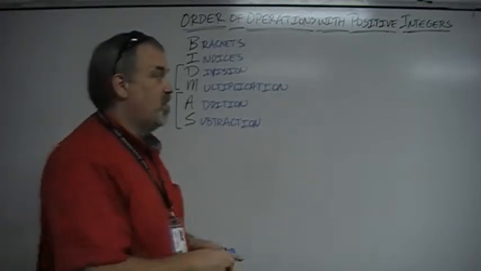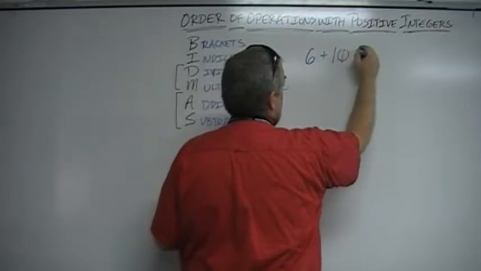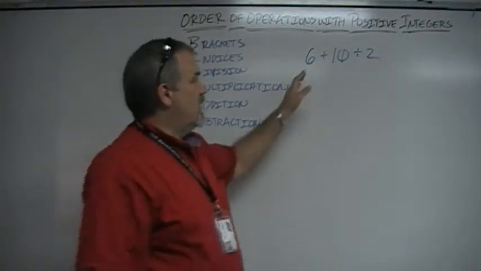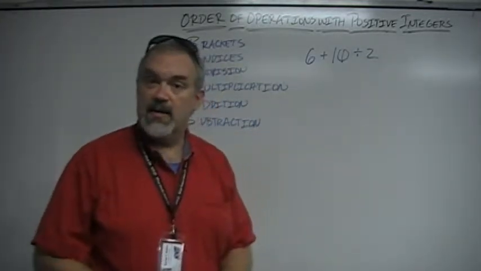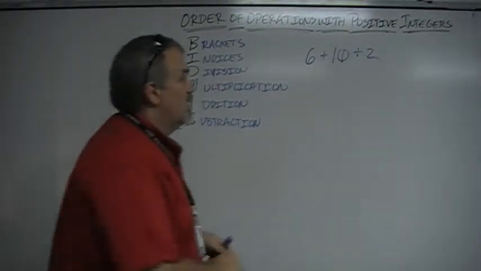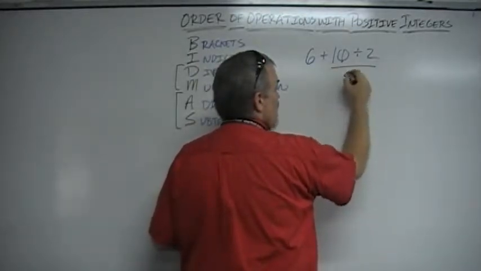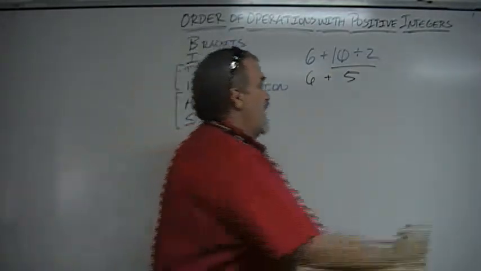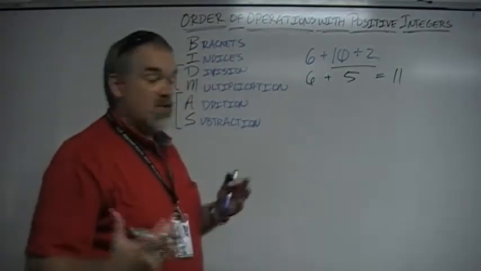So let's use an example. Let's say we had 6 plus 10 divided by 2. Now if we didn't know what we were doing very well, we'd just say, well, 6 plus 10 is 16, divided by 2 is 8. But that would give us the wrong answer. Why? Because we do the division and multiplication first. So in this case, we get 10 divided by 2, and that gives me 5. And then I have my 6 plus 5, and that gives me 11. Okay? Let's do another example.